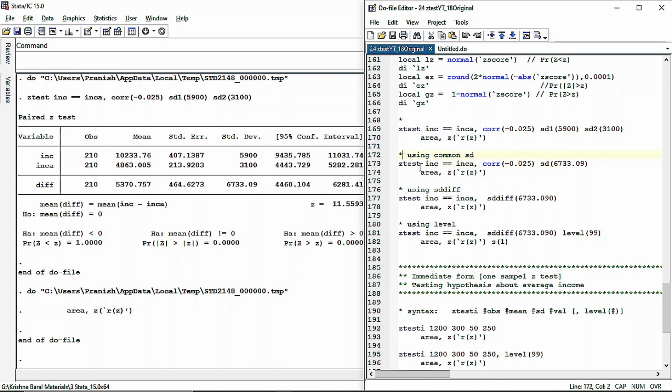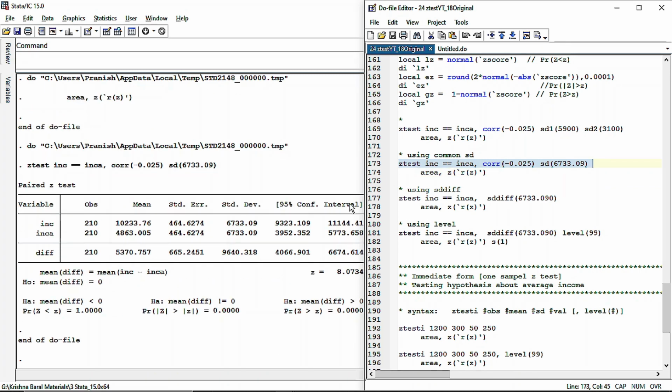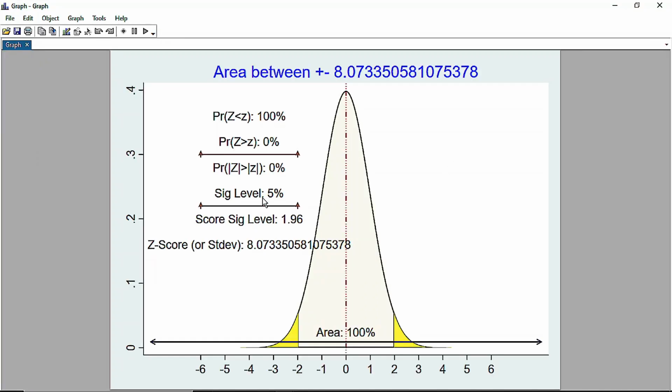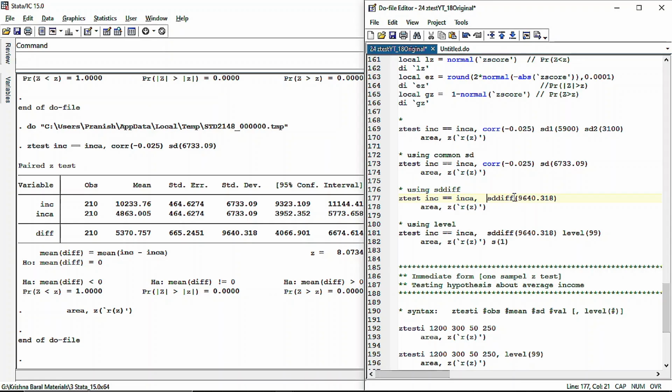So in case of common standard deviation, we perform the z-test in the following way by providing the following options. And let us see it with the help of a graph. First of all, let us run the test, and the z-score is 8.07. In the two-tail test, we reject the null. For the right tail test, we reject the null, and for the left tail test, we fail to reject the null.